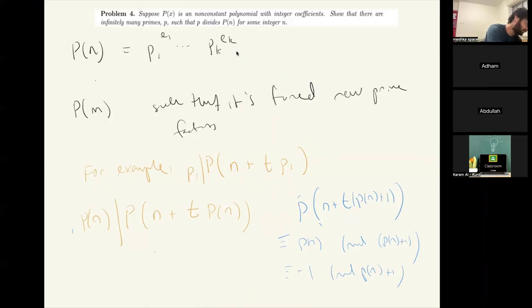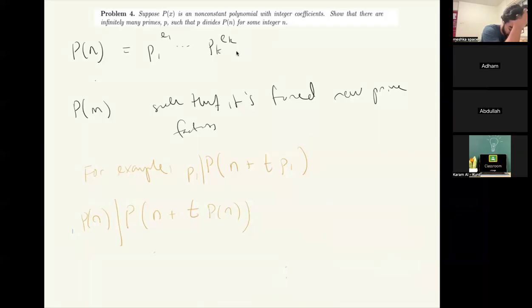So the trick is this. I consider P(n) plus something times P(n). Now what do I put here? Like P1, P2, PK. Well, let's just put P1 for now, for simplicity. So P(n) plus P1 times P(n), and we can put t or something if we want.